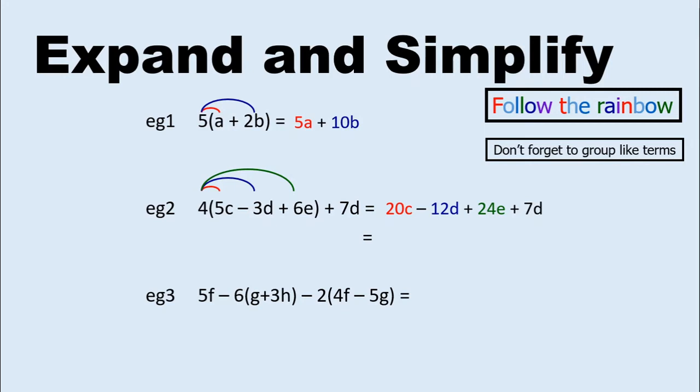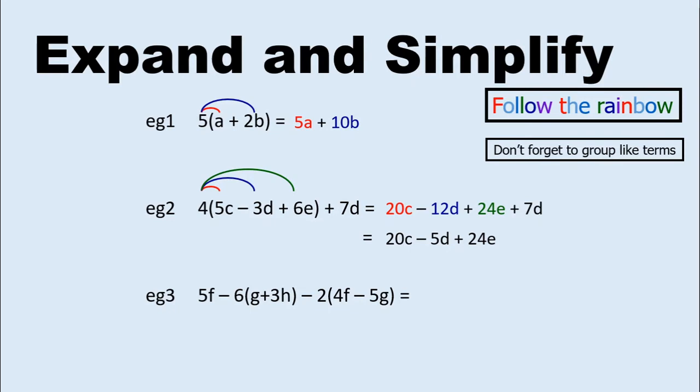I don't see any other c terms or any other e terms, but I do see 2 d terms, negative 12d plus 7d. Together that would make negative 5d. So I've got 20c minus 5d plus 24e. Try to list our terms alphabetically. C, D, E.